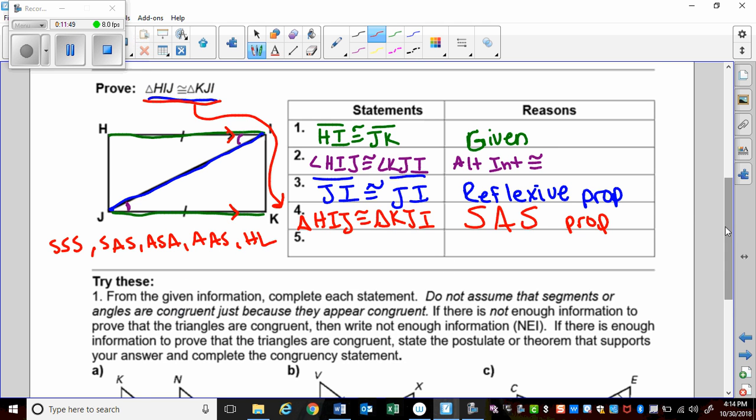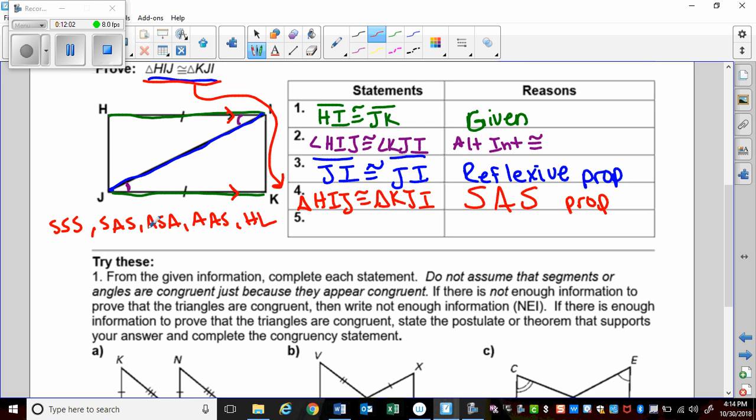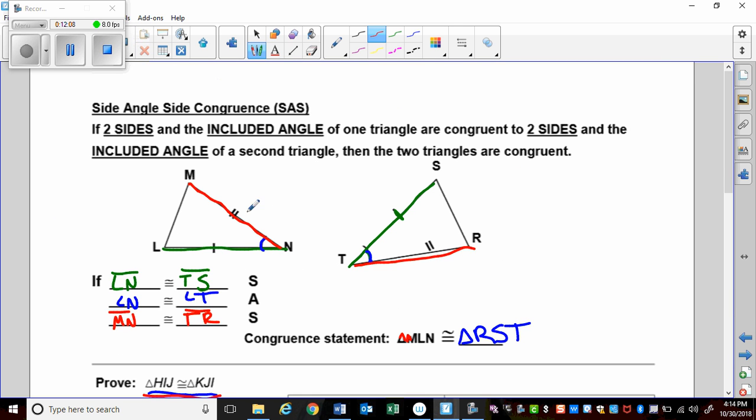I want you guys to try these down here. All you have to do is tell me if these 2 triangles are congruent, and by what? Write the congruency statement. Remember, the order matters. And then by, your reasons are going to be side, side, side, side, angle, side, angle, side, angle, angle, angle, side, or HL. You guys choose. And ask us if you have any questions.